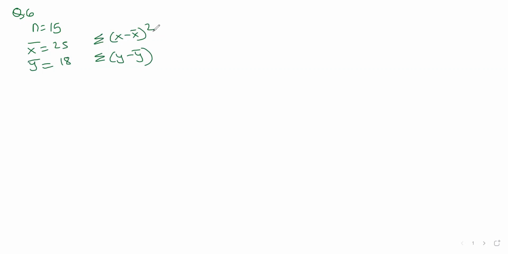Summation of square of deviation from mean. It is 136, it is 150. The sum of product of deviation from their respective mean is 123. You have to find the equation of the line x on y.